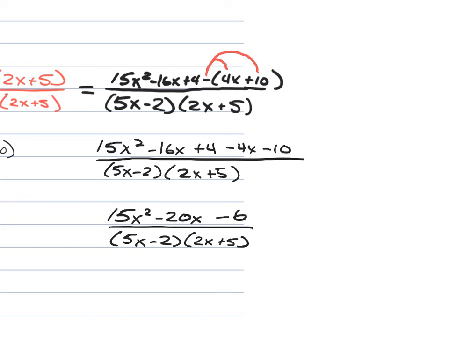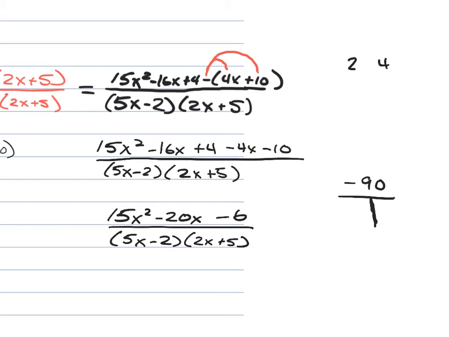So 15 times negative 6 gives me what? Because that top may factor. It may end up canceling out with one of these. Negative 90. So can we find two factors that multiply to give me negative 90 that will add to give me negative 20? And we just have to try them. We have to try factors. So you think of everything that you can think of to make negative 90.